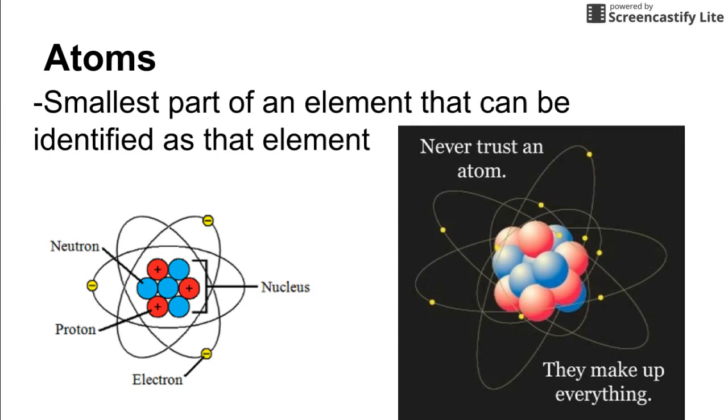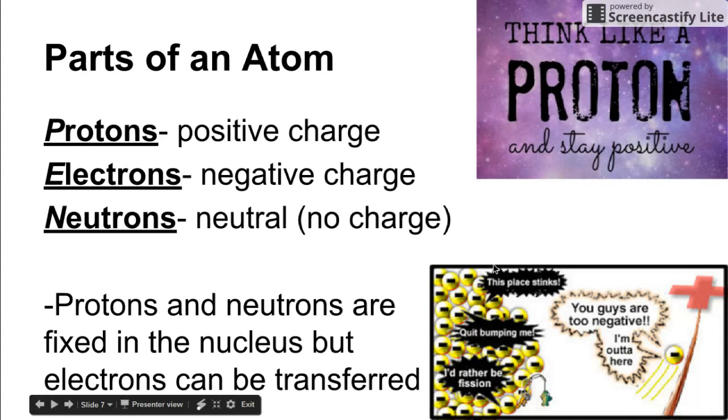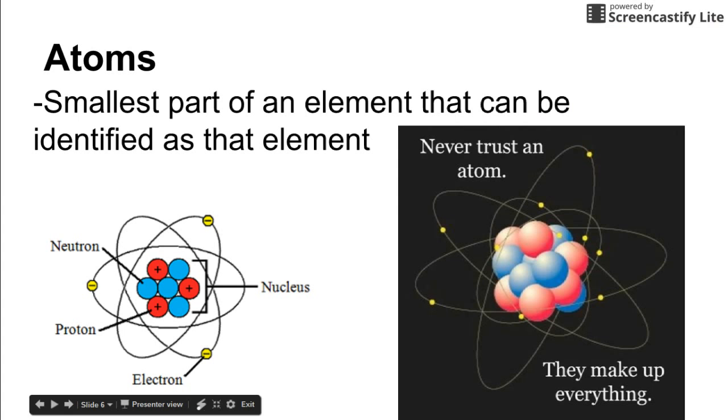Now, if you notice, we have the structure of the atom here on the left. We've got lots of blues and reds in the center, or the nucleus of the atom. You see where it says neutron and proton. And then we have these little yellow things flying around the outside. We call those electrons. Now, make sure that you never trust an atom because they make up everything.